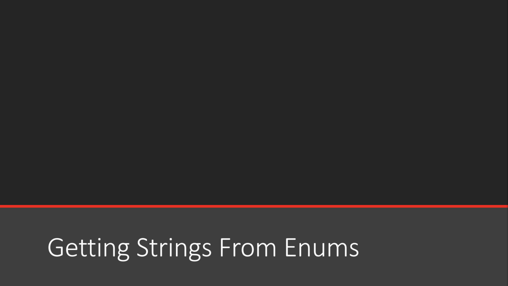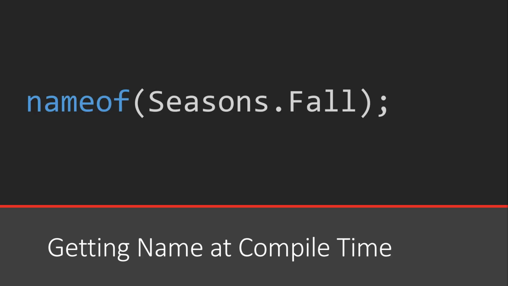Well, there are a couple of ways that we can go. If you know which item you need at the time you're writing the code, you can use the nameof method, which in this case will just give us the text "Fall" as a string. It will just do a compile time replacement of this, so no work is done while running the code. Sometimes we won't know what the specific one we want is until we run the program. In those cases, we'll have a variable and we'll do this instead.